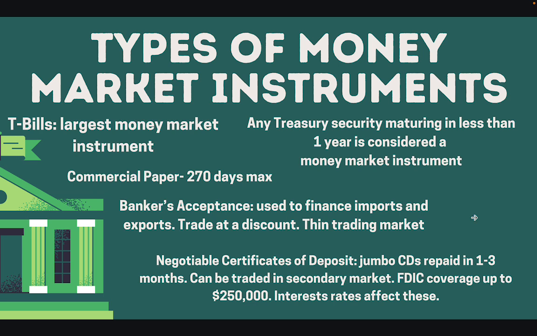Now, we have heard of traditional CDs. We know how they work. However, negotiable CDs are a little bit different. They are jumbo CDs that are repaid in 1 to 3 months, not years. And they can be traded in the secondary market, so you don't have to hold on to them for the entire 1 to 3 months. The FDIC covers these up to $250,000, and interest rates greatly affect these.